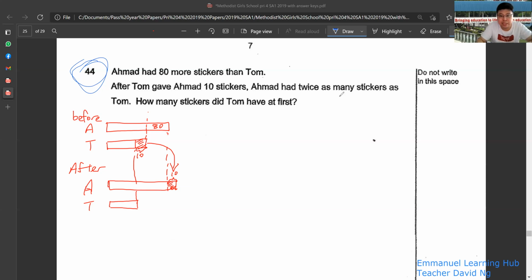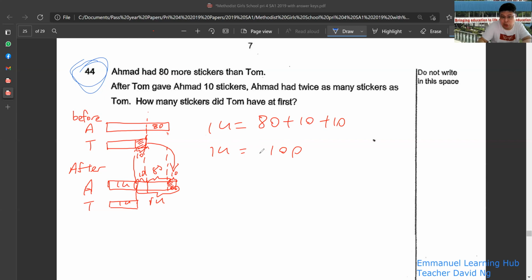Yes. Then he had twice as much. So this part is 1 unit. This whole thing is 1 unit. 1 unit, 1 unit. Then how many stickers did Tom have at first? If you see carefully, 1 unit is 80 plus 20. 80 is here. This is my 80. This part here is 10. 80 plus 10 plus 10. So 1 unit is 100.